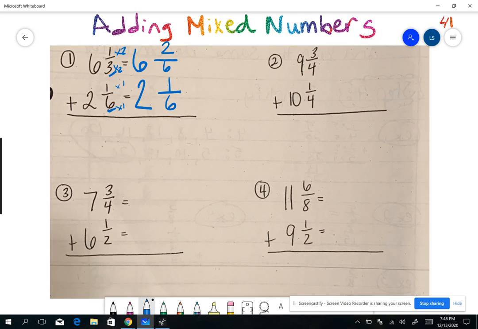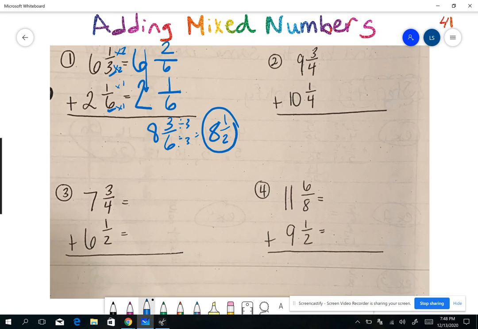So now we add the fractions. 2 plus 1 is 3, 3/6. But don't forget to add these mixed numbers. 6 plus 2 is 8. But just like any other time, you have to make sure that things are in simplest form. And don't forget to bring this whole number again. So 3 divided by 3 is 1. 6 divided by 3 is 2. Your final answer is 8 and 1/2.